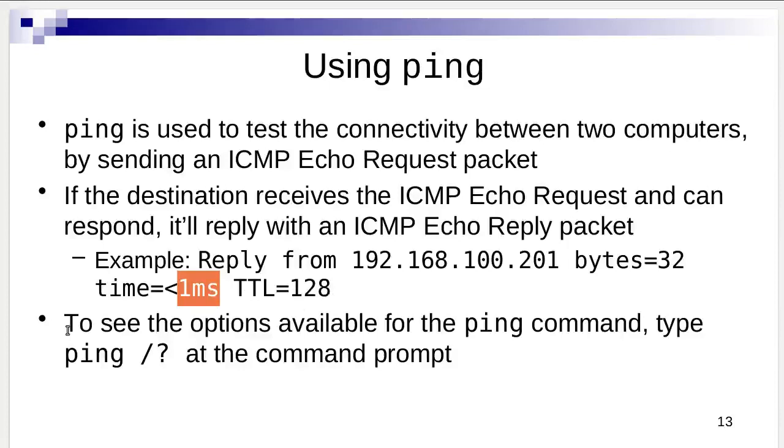Okay, to see the options available for the ping command, just type in ping space slash, that's a forward slash, question mark. As with most commands, you can do that to find more options. Usually all we need is ping and then the destination.